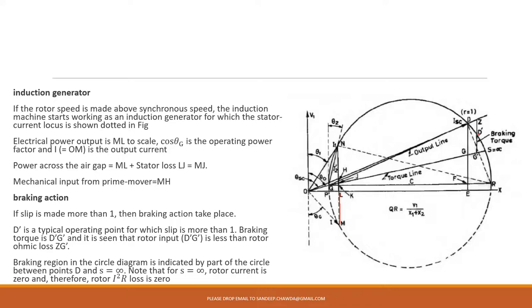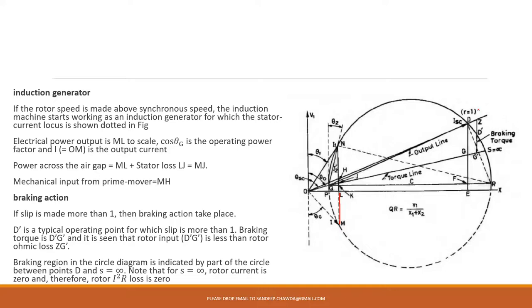Here the braking torque will be given by this DG dash. So from this operating point, you have to draw the line in this way. This is going to give you DG dash, which will be your braking torque. And here the ohmic loss will be given by extending this short circuit line. So G dash is going to give you basically the ohmic loss.